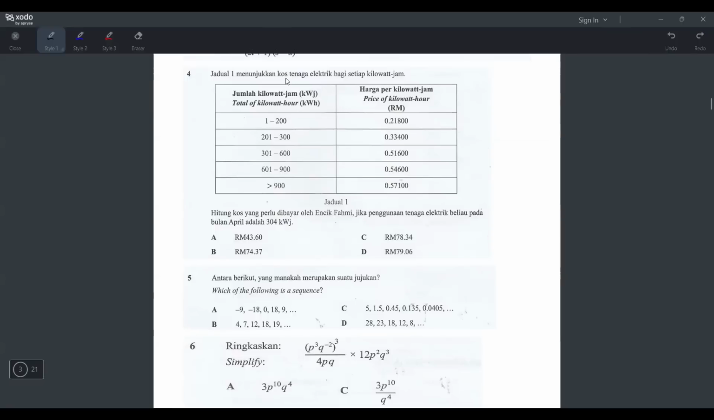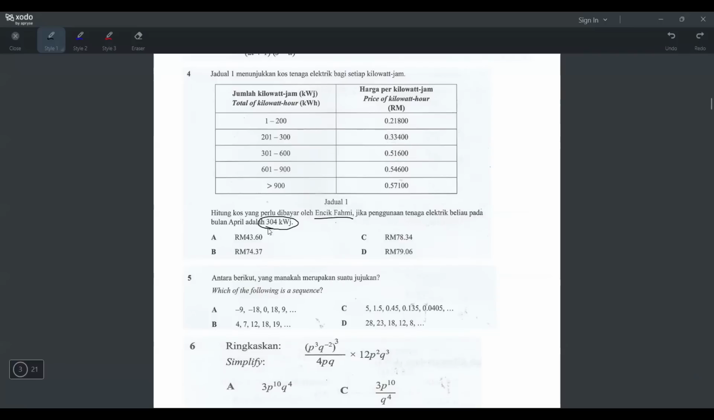Okay, number 3. Jadual 1 menunjukkan kos tenaga elektrik bagi setiap kilowatt jam. So this is the table to calculate kos tenaga. Okay, hitung kos yang perlu dibayar oleh Encik Fahmi jika penggunaan tenaga elektrik beliau pada bulan April ialah 304 kilowatt jam. Okay, so apa cara untuk kira bil elektrik? Okay, first of all kita kena faham dulu apa table ni. So dia kata ini untuk jumlah kilowatt jam. So if you use 1 to 200 kilowatt jam, you have to pay this amount for every price per kilowatt jam. But if you use more than that, then the rate is like this. Lebih lagi macam tu, right?